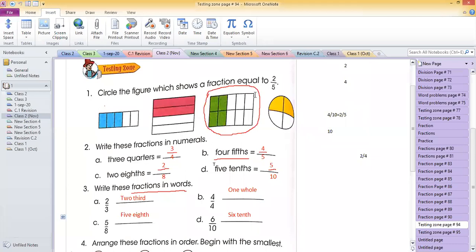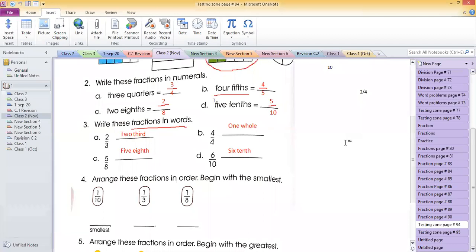And question number 2, where we need to write the fraction in numerals. So there was 3/4. We know how to write a fraction from words to numerals, because the first number tells us the numerator, that is 3. We write it up in the numerator, then quarter means 4, so we write 4 in the denominator. 4/5, so 4 is representing numerator, 5th is representing denominator. 2/8, 2 numerator, 8 denominator. 5/10, 5 numerator and 10 denominator. Same.